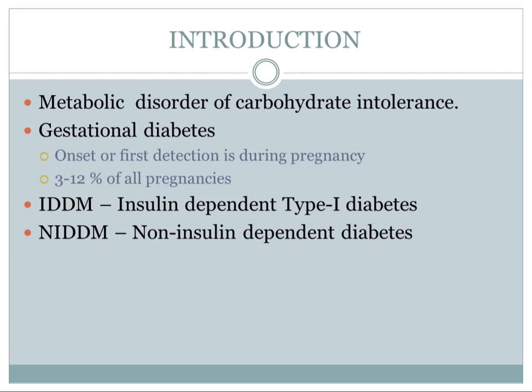Basically, the features of gestational diabetes resemble type 2 diabetes mellitus more. Okay, so the incidence is about 9%. Gestational diabetes incidence has increased over recent times. It is as high as 10 to 12% now.